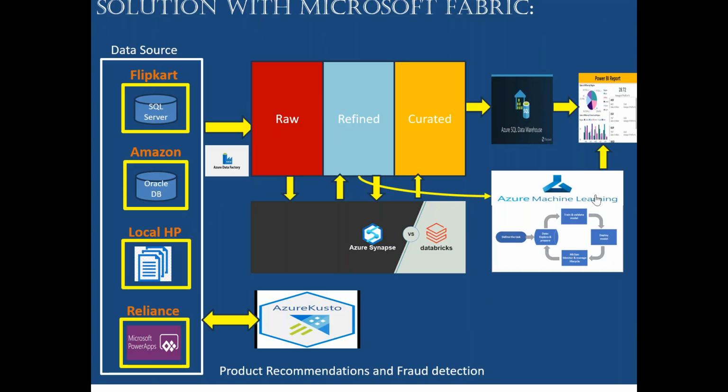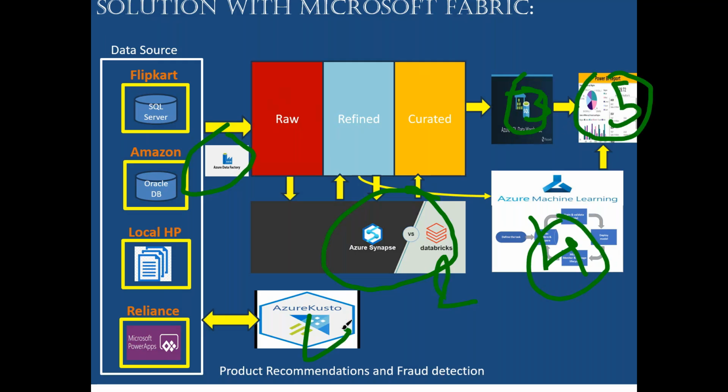I missed Azure Kusto, sir. Azure Kusto is basically for storing the real-time data. The Kusto database is for storing and processing the real-time data using the Kusto query language, KQL. Now, if you see, Data Factory is 1, Synapse or Databricks you consider a 2, data warehouse is a 3, machine learning is a 4, Power BI is a 5, Kusto database is a 6. These 6 are the minimum Azure services that we are using.